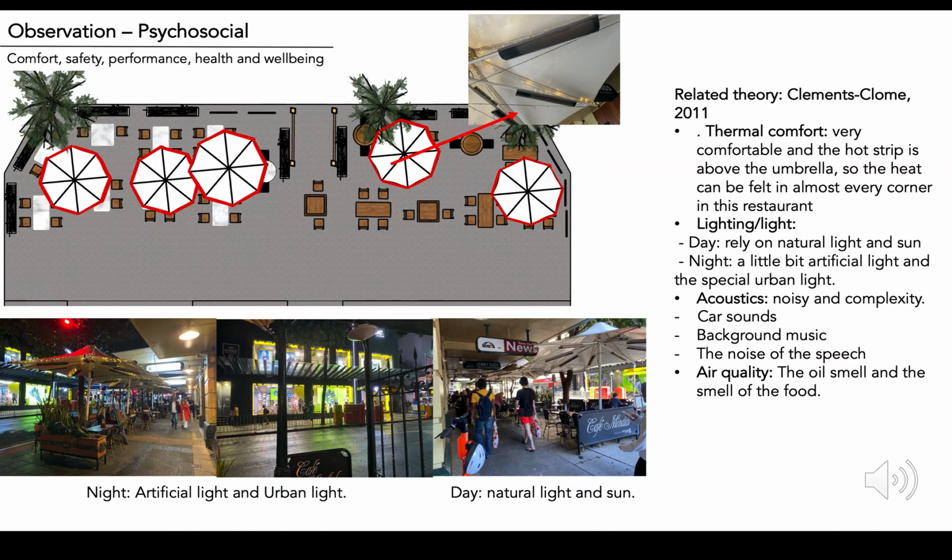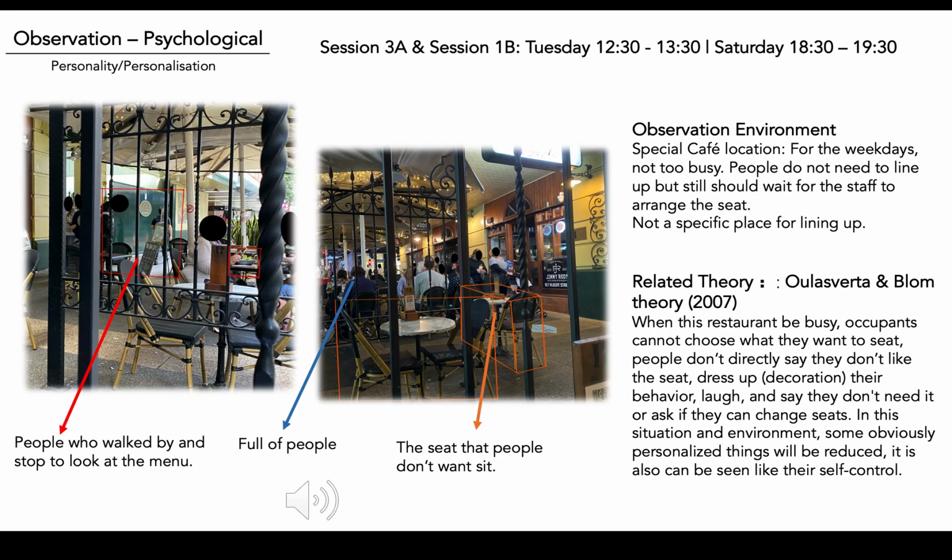And for lighting, I think for day, it relies on natural light and sun, and for night, it's a little bit of artificial light and the special urban light. You can see the photos on the left. And for the sounds, I think it's noisy and competitive because it's combined with the car sound, the background music, and the noise of the people talking. And for the air quality, I think it's combined with the oil smells and also the smells of the food.